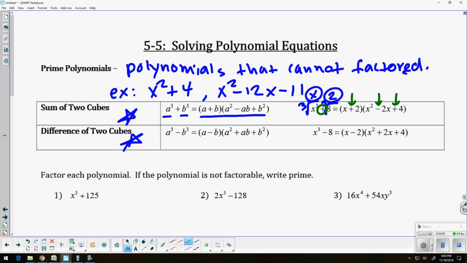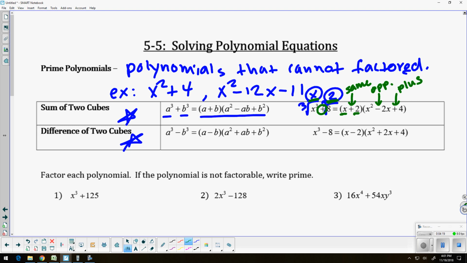So as long as you remember this saying, same, opposite, plus, you'll never get this wrong. Same, opposite, plus. Okay, then everything else, if you fill in the numbers, in the binomial it's simply x and then 2. So x plus 2.